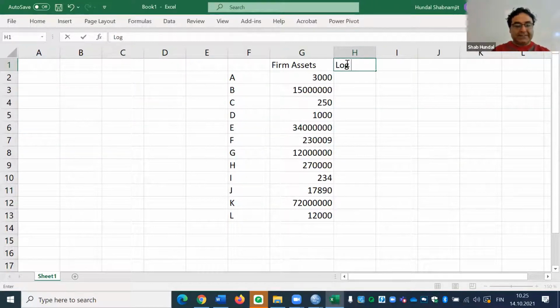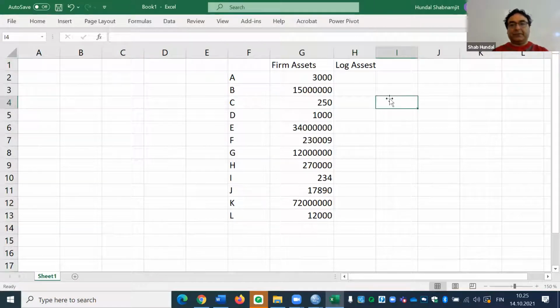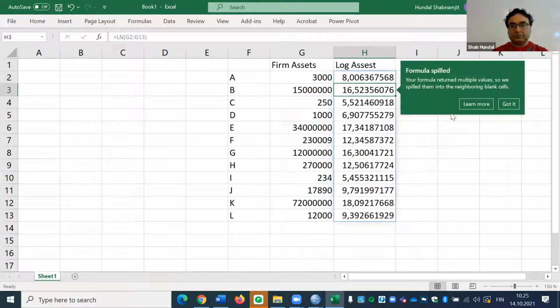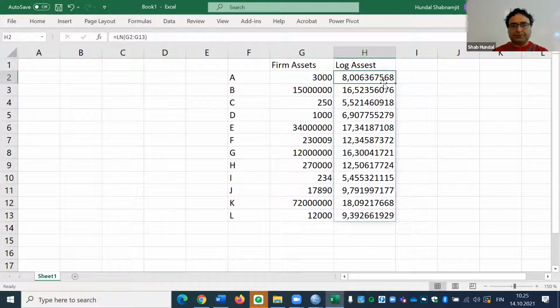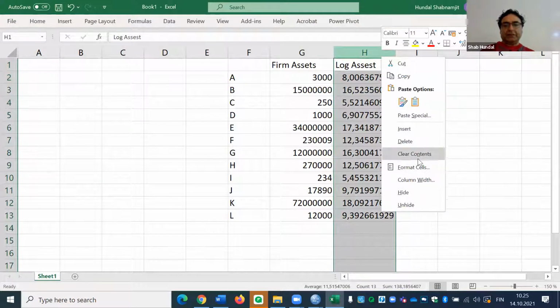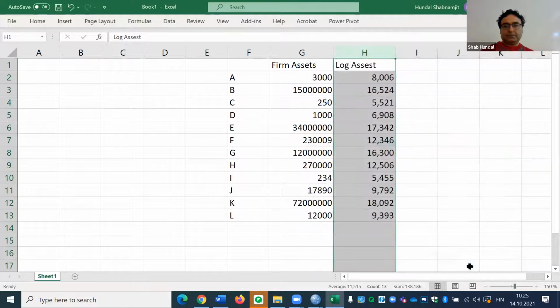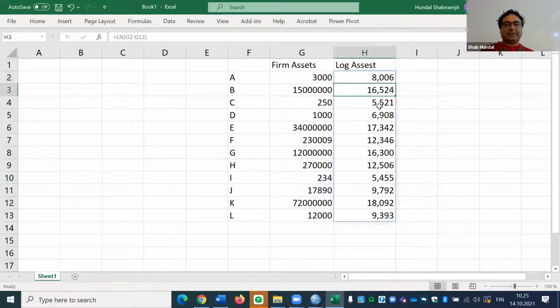log assets, let's say, see what happens. Natural log, see what? It's something 8 point. I can actually format it to 3 decimal places, maybe. Look, the numbers look so well behaved, isn't it? Something in million is also 17 point something. Now look at the difference between the smallest and the largest number. Is the size effect neutralized?